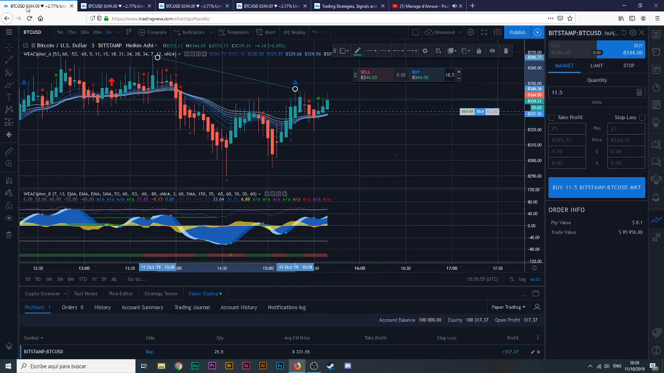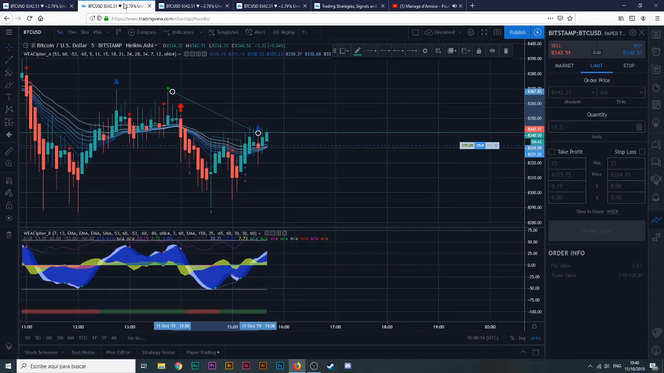So let's watch the market. So I'm now up $317 here. Down 151. And we are on the 3-minute chart. Let's watch the 5-minute for a while.